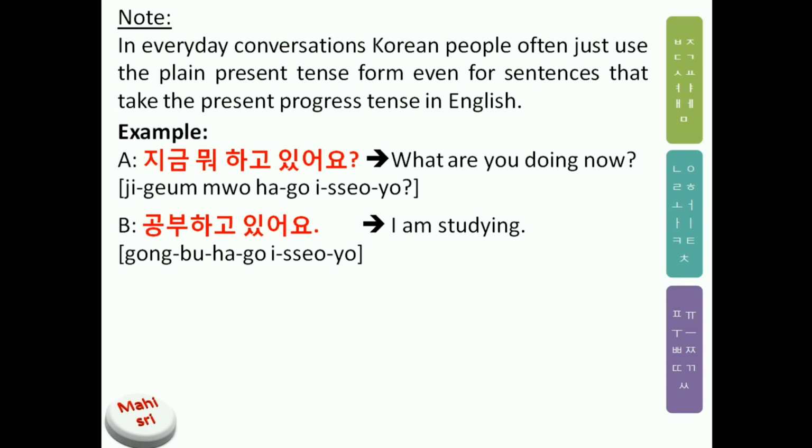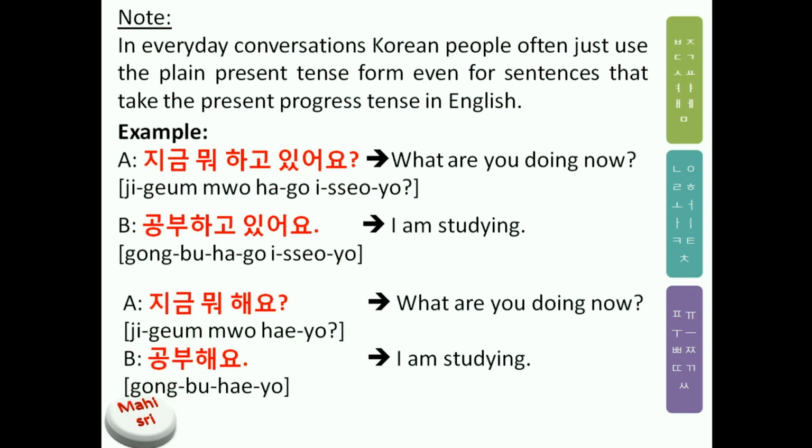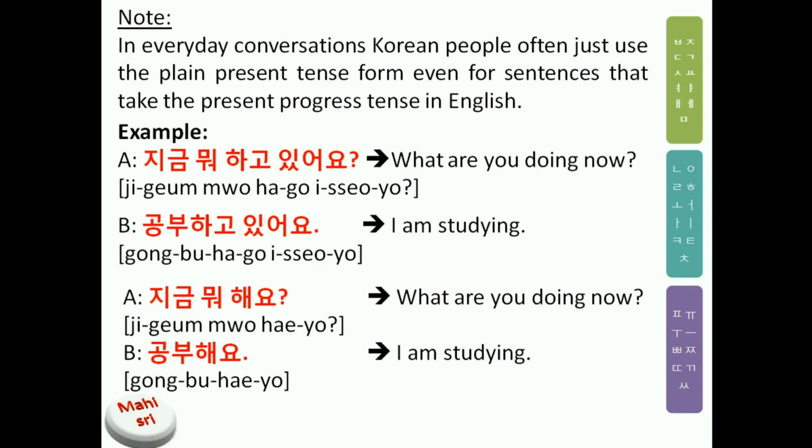지금 뭐 하고 있어요? What are you doing now? 공부하고 있어요. I'm studying. So instead of saying this, Koreans in Korea just say 지금 뭐해요? 공부해요. This is enough actually. It's not wrong if you say it like this. It's not wrong in Korean.